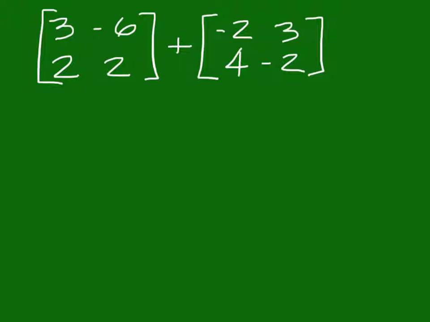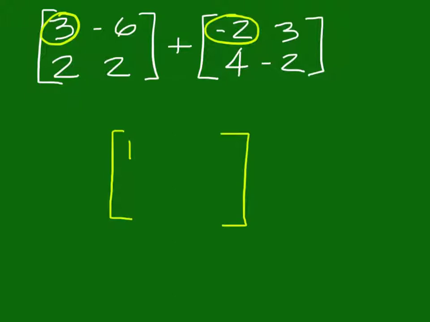There we go. Okay. If you're going to add these together, in order to add them, they have to be the same dimension. So if the first one is 2 by 2 and the second one is 2 by 2, then you can add them together by adding the same elements in the same spots in each one. So 3 plus a negative 2 would be 1. And your answer matrix will have the same dimension.